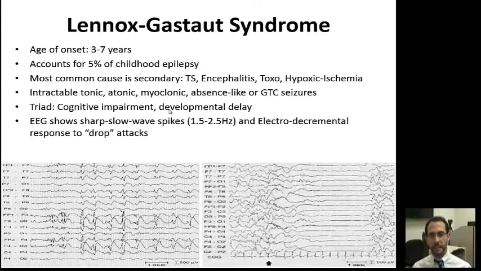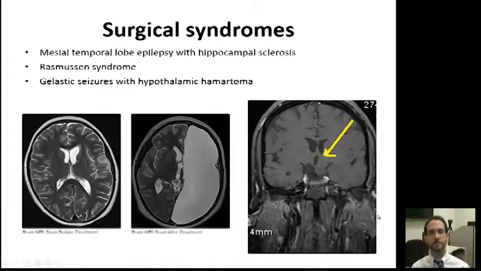So in the electrodecremental response, you can see this high increase slow wave activity, and all of a sudden there is a drop in the brain wave activity. It's pretty much like a silent period of time in the brain, and then the disrupted pattern starts back again. And during that period of time is when typically the drop attacks occur. It's very cool here. So this period of time is when the kid will experience a drop attack.